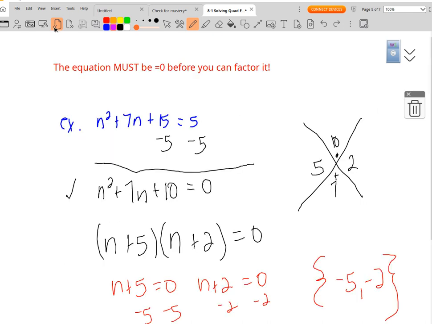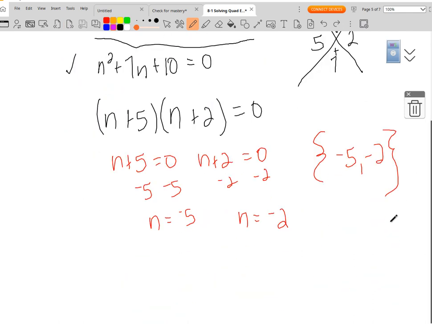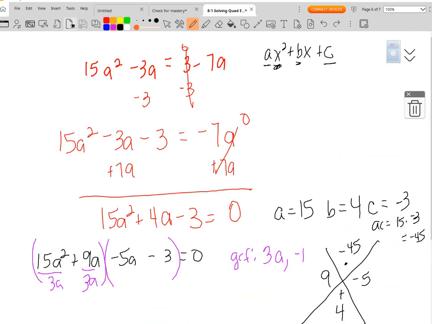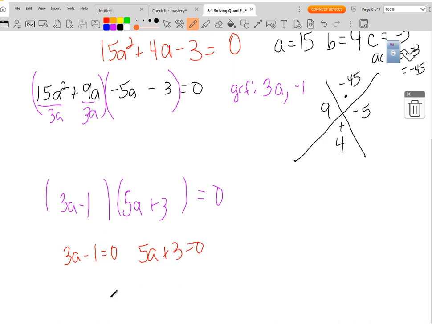Now once we get past the factoring, we set the factors equal to 0 and solve. So we've done all the hard parts though. We've got to get back to here. Now this is one factor. We set it equal to 0. This is one factor. We set it equal to 0. And now we have to solve them.